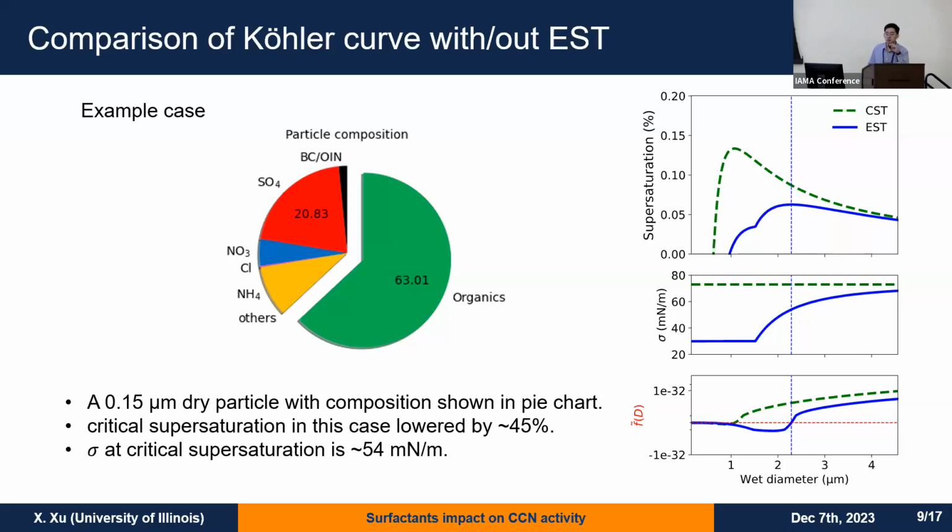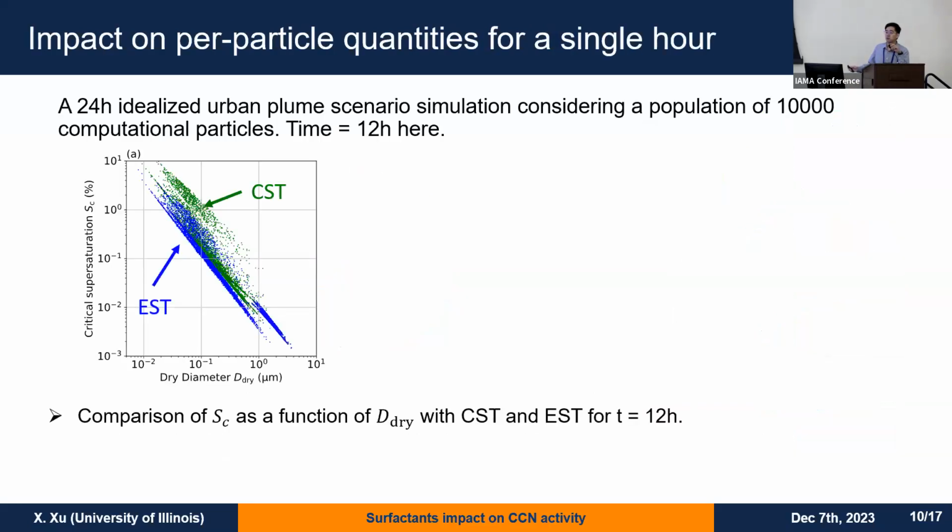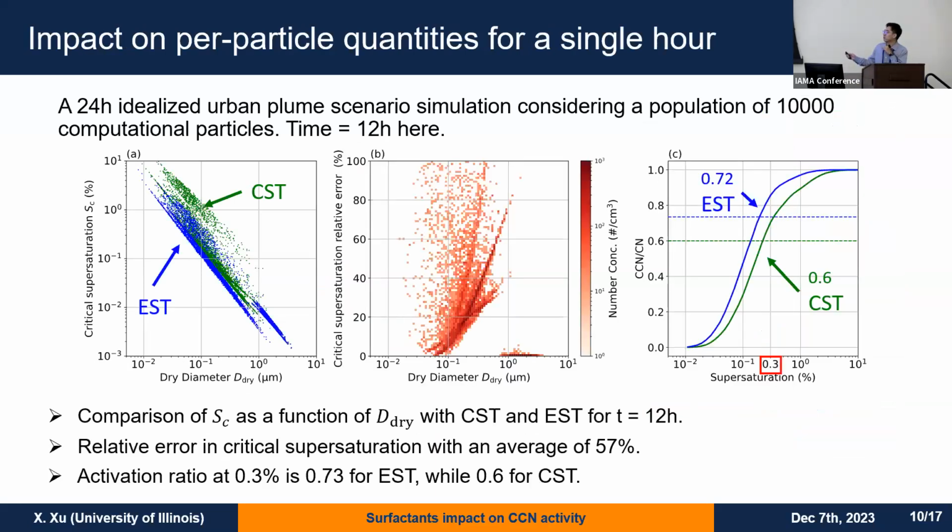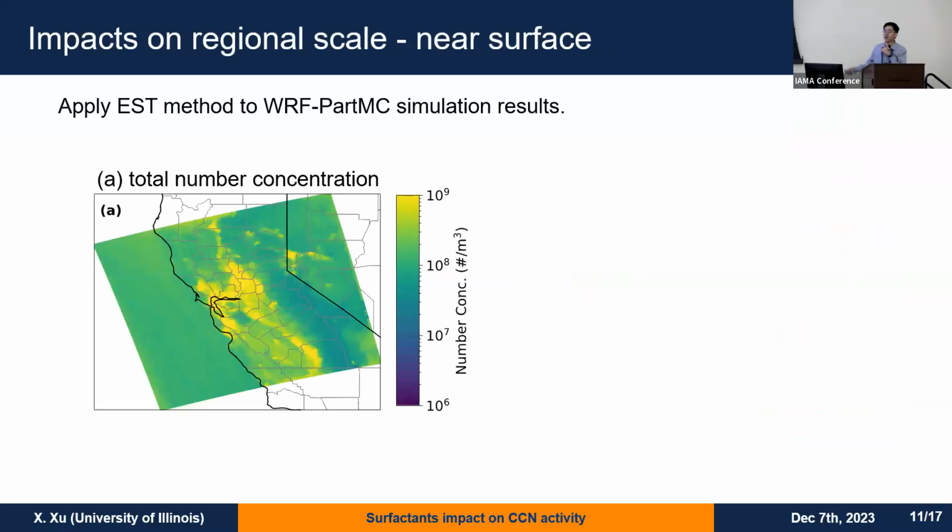It's actually just a box model, so it runs pretty fast. For example, here we run a 24-hour urban plume scenario case. It usually costs just 2 or 3 hours to run the 24 hours. But I would say it's pretty expensive to run PyPartMC, though I didn't run that, so some of my group may run that. I just use the results. Yeah, this one is expensive.